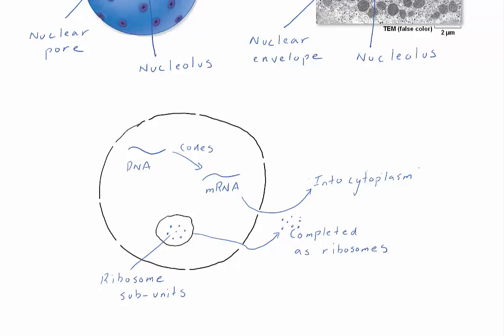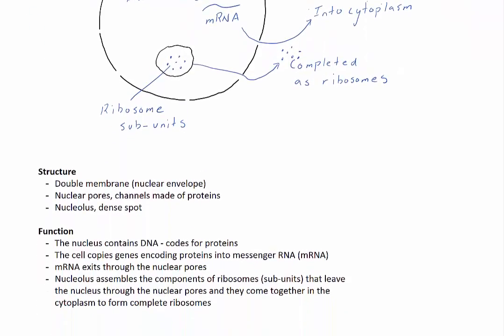So in summary, the structure of the nucleus includes a double membrane, which is called the nuclear envelope. It contains nuclear pores embedded in the double membrane, which are channels made of proteins. And there is a dense spot inside the nucleus referred to as the nucleolus.